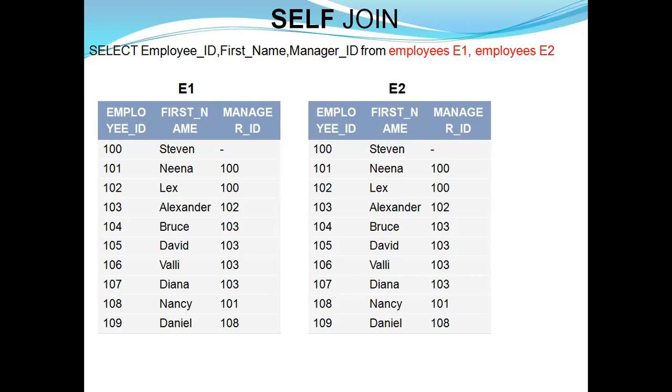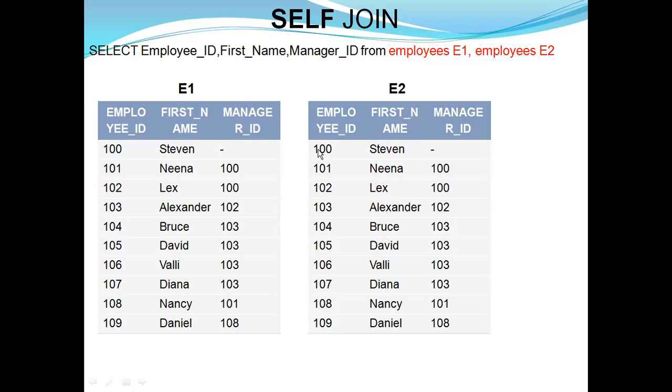So here you can see that one table we can take as a manager, one table we can take as an employee. Data will be the same, but let's see if we ask a question: who is Steven's manager? Null, nobody. Nina's manager is 100. Who is the 100? Here, Steven. So this row gets joined with this.